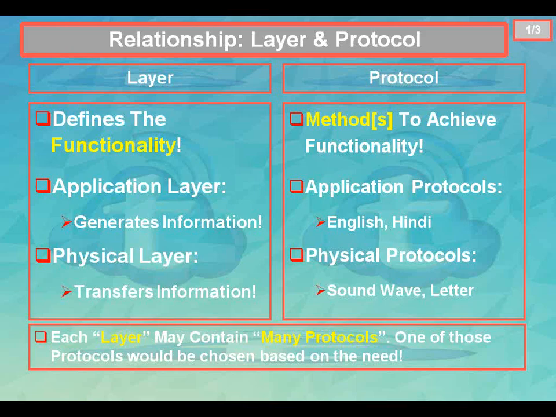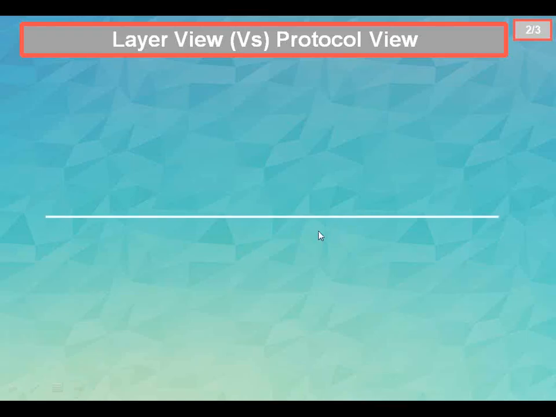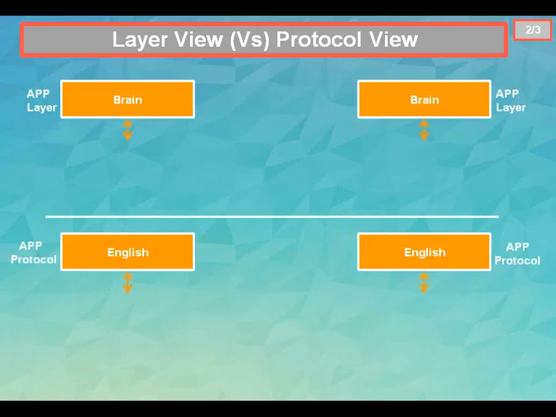The functionality is implemented by the protocol, not the layer. The layer only defines the functionality and leaves it. That's all. Define the functionality, leave it. Got it? Now, just to understand the layer view versus the protocol view, this is the difference.